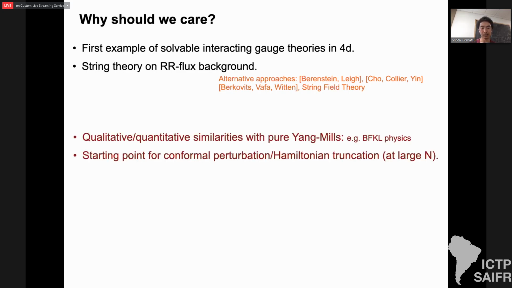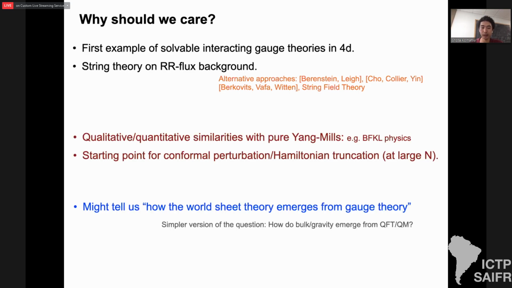At a more technical level, there are qualitative and quantitative similarities with pure Yang-Mills theory, for example, BFKL physics. In addition, if we succeed in solving planar N=4 super Yang-Mills, then we can use it as a starting point for conformal perturbation theory or Hamiltonian truncation. And more speculatively, it might tell us how the worldsheet emerges from the gauge theory, which I view as a simpler version of the question, how do bulk and gravity emerge from quantum mechanics?